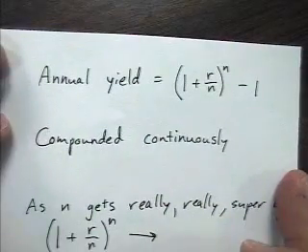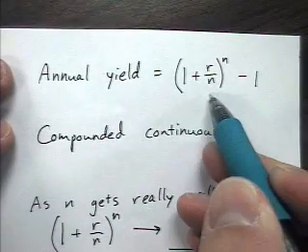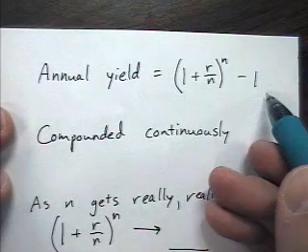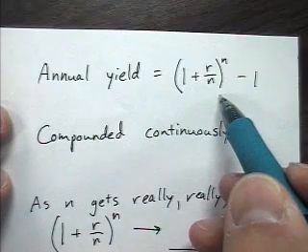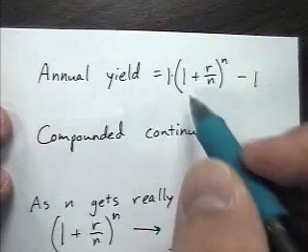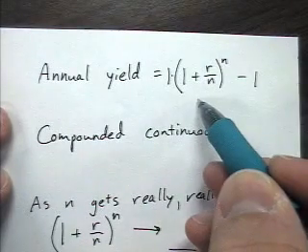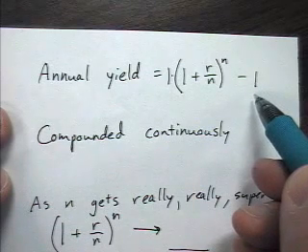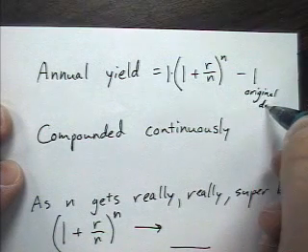Okay, the next thing we need to talk about is annual yield. Annual yield is found by this part of that compound interest formula, minus the original $1. So this is how much you would get, like if you invested $1, this is how much you would get after 1 year. So if you subtract off the original $1, you get what's called the annual yield.